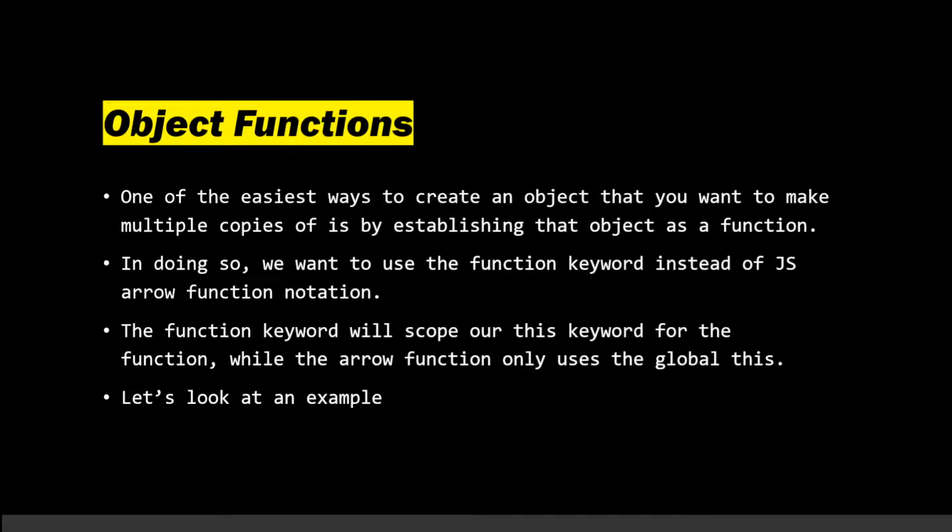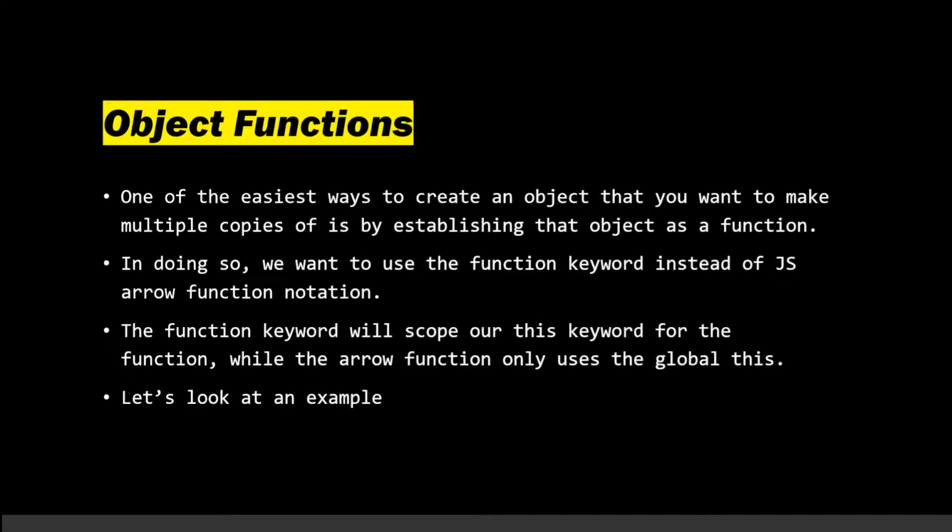One of the easiest ways to create an object that you want to make multiple copies of is by establishing that object as a function. One of the big deals of objects is that we can make a copy of it in memory, and then refer to that copy of it. It uses the same structure. We can refer to that copy of that structure and use it with different data, use it in different ways.